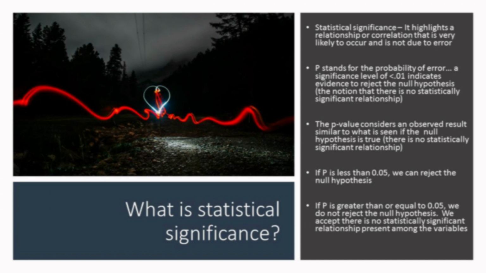If the p-value is greater than or equal to 0.05, we do not reject the null hypothesis, and we accept there is no statistically significant relationship present among the variables. So we accept that there really isn't anything significant here, and we move on. That may mean that our hypothesis is unsupported if we don't have a statistically significant relationship. Let's keep going.